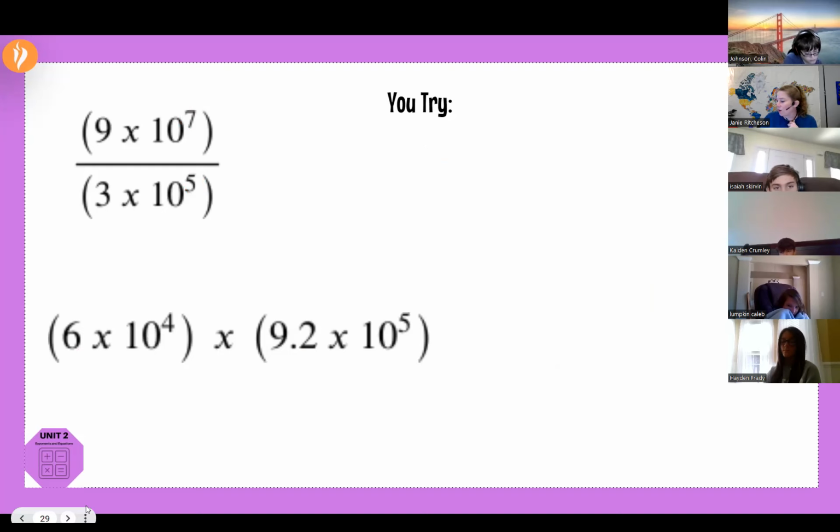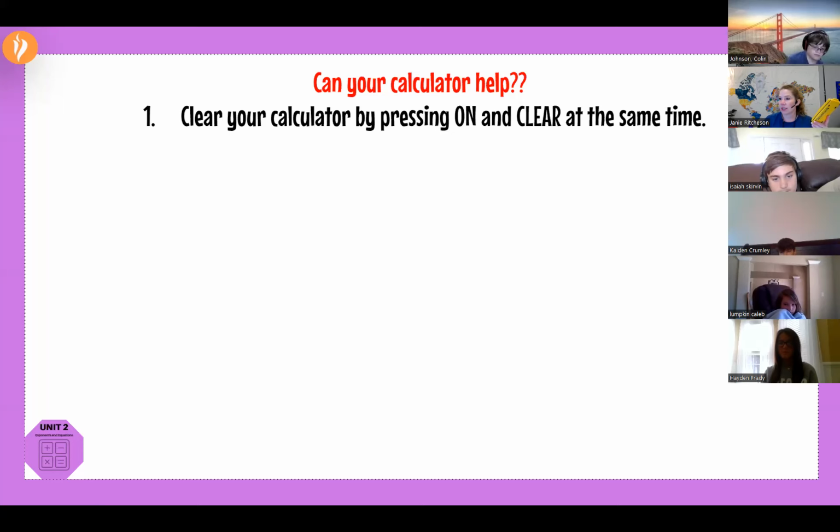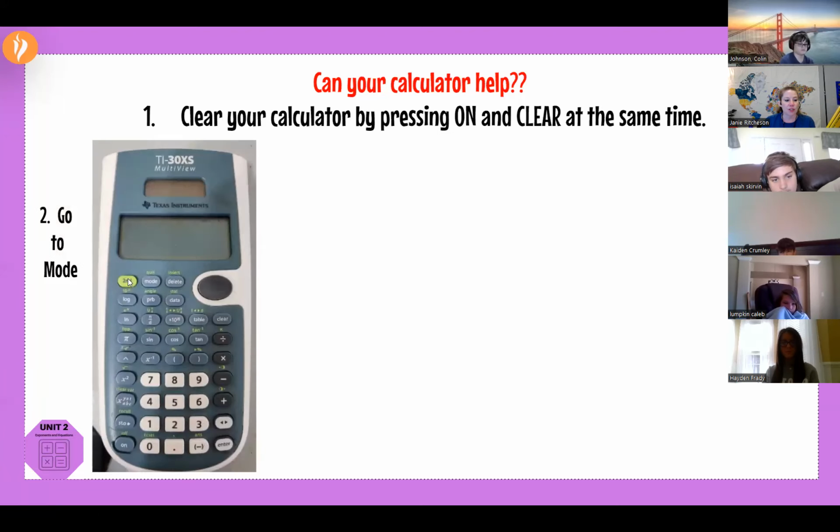All right, so now go ahead and get your calculator, please. And I'm going to show you how to put your calculator in scientific notation. So hopefully you have this Texas Instrument Multiview calculator, right? Good. All right, so the first thing we're going to do is clear it. So let's clear your calculator by pressing on and clear at the same time. Clear it out. All right, so now we're going to go to mode.